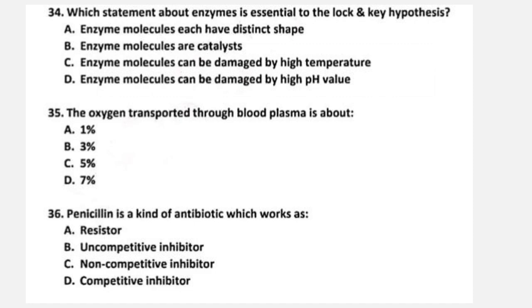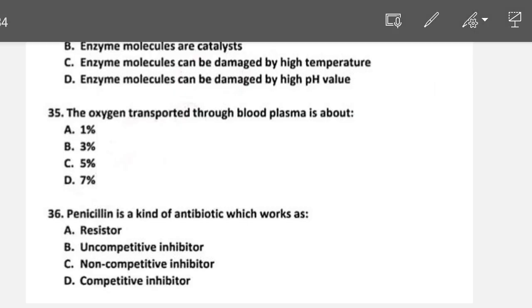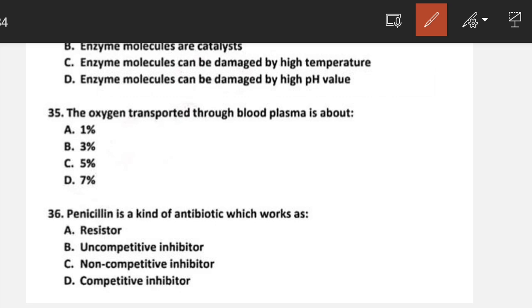So the lock and key hypothesis tells us about the shape of the things. So there is the special shape of the key that fits into the lock, and the same shape of key can't fit into that lock or can't unlock it. So here the lock and key model is about the shape. So here the correct option will be option A, enzyme molecules each have distinct shape. So option A will be the correct option.